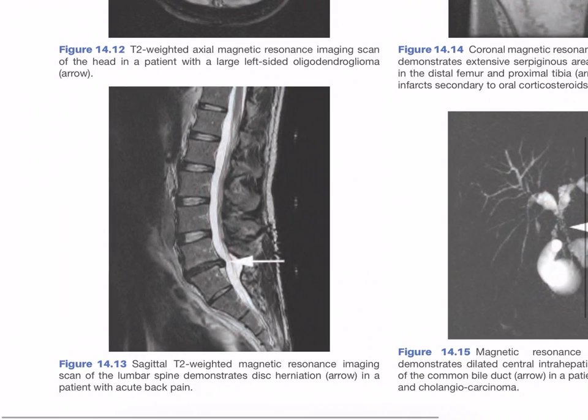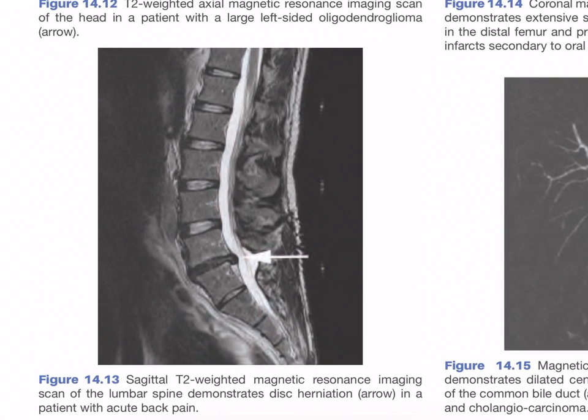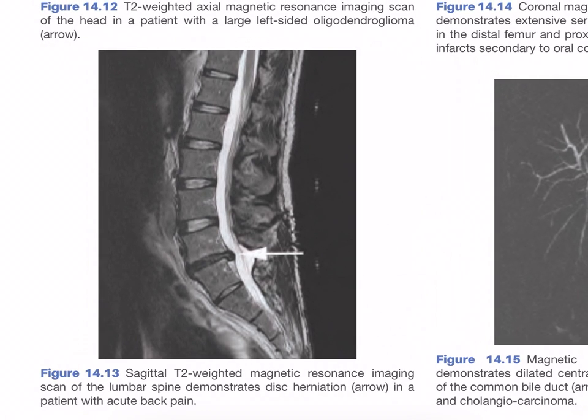Sagittal T2 weighted magnetic resonance imaging scan of the lumbar spine demonstrates disc herniation (arrow) in a patient with acute back pain. You can see the disc getting herniated. This is a T2 weighted image, as in the spinal cord the fluid, CSF, appears white.